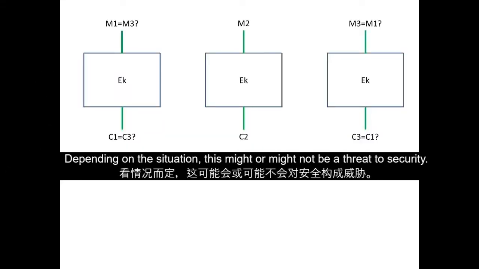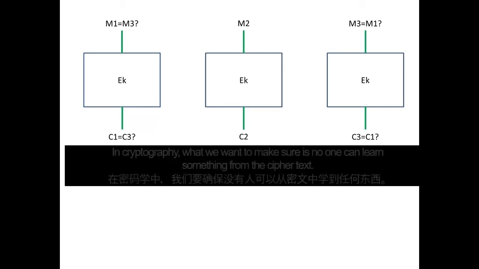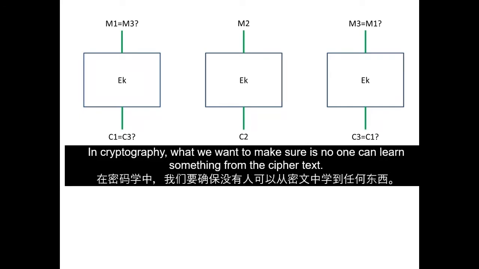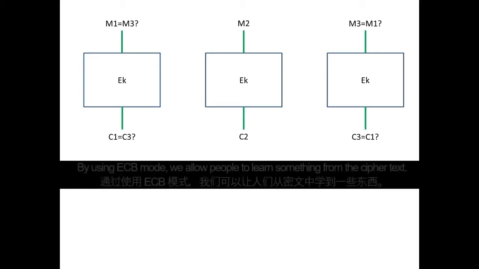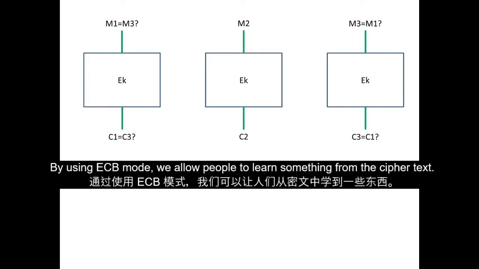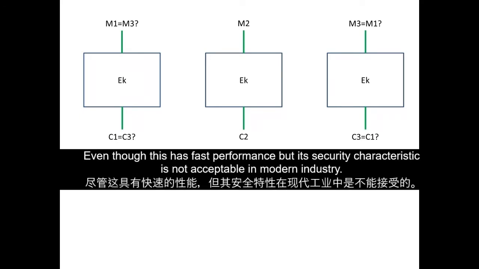Depending on the situation, this might or might not be a threat to security. In cryptography, what we want to make sure is no one can learn something from the ciphertext. By using ECB mode, we allow people to learn something from the ciphertext, even though this has fast performance, but its security characteristic is not acceptable in modern industry.